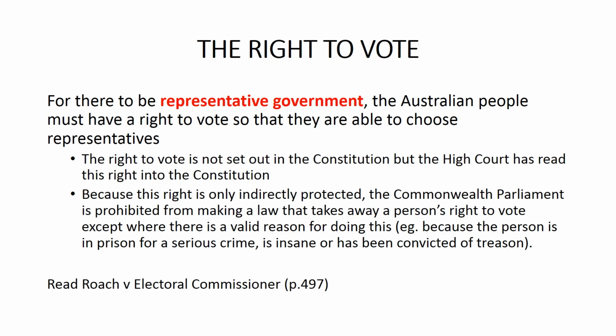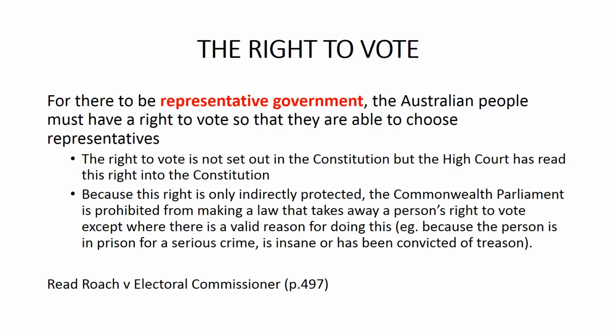The reason the High Court came to this conclusion was that there are many people who are serving a sentence of imprisonment for very minor offences, for example, because they've failed to pay parking fines. And the High Court thought that in these sort of cases, it was inconsistent with representative government for these people to be denied their right to vote. However, the High Court also said that it was reasonable to take away a person's right to vote where that person was serving a sentence of imprisonment for a serious offence.